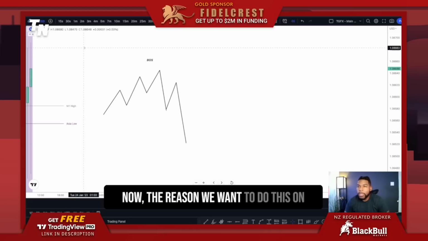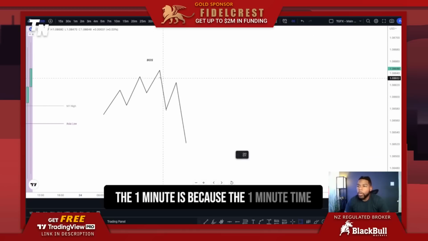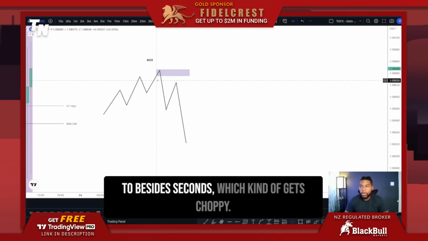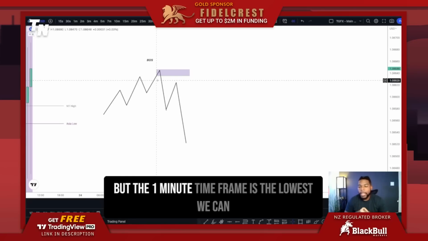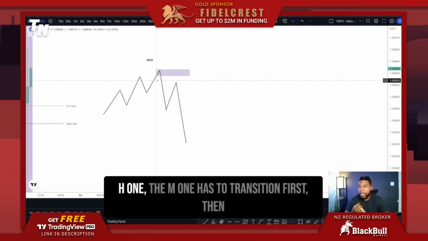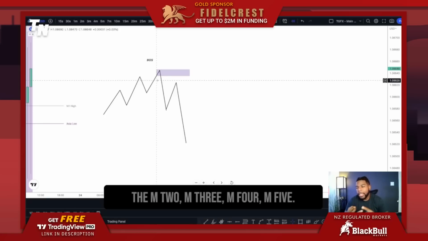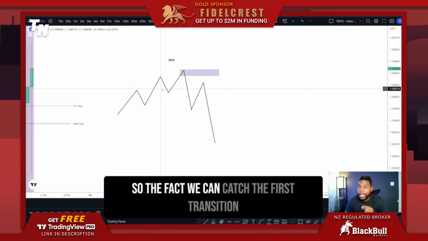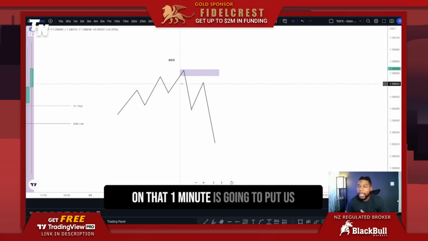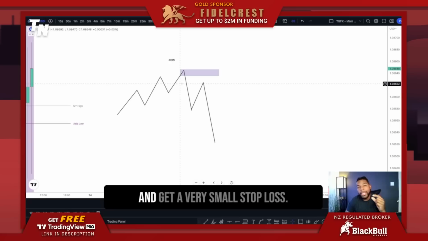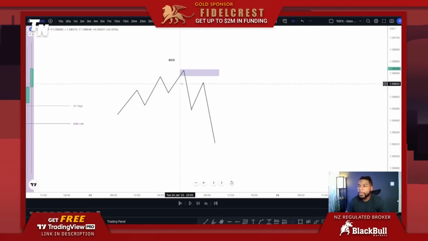Now, the reason we want to do this on the 1 minute is because the 1 minute time frame is the lowest time frame we can go to, besides seconds, which kind of gets choppy. The 1 minute is the lowest we can go to see a break of structure first, right? Because if we want to see a transition on the H1, the M1 has to transition first, then the M2, M3, M4, M5. So it has to work its way up. So the fact we can catch the first transition on that 1 minute is going to put us in the best position to maximize our profits and get a very small stop loss.